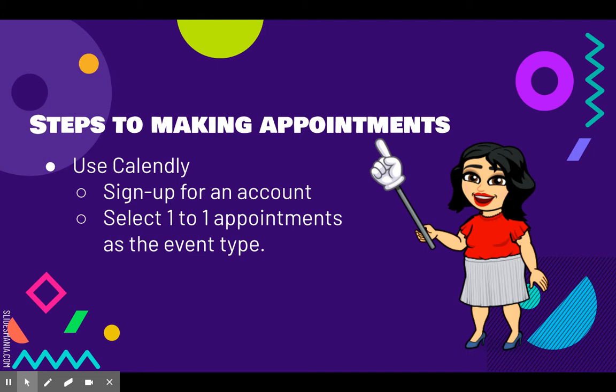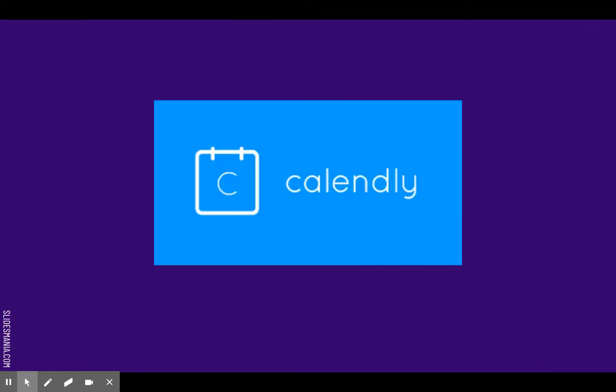The first step is to go ahead and use Calendly by signing up for an account if you don't have one. Then you are going to select one-to-one appointment as the event type, and this will allow one person to schedule an appointment with you. This is the website we'll be using. It's called Calendly. I'm going to show you how to go ahead and make those sessions, but don't forget, if you don't have an account, the first step will be to sign up for one.